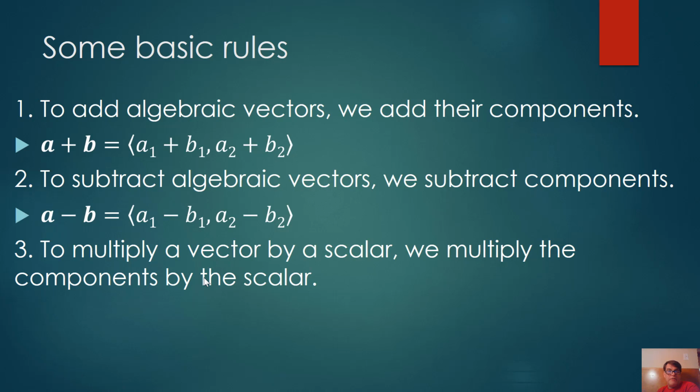Okay, some basic rules about vectors. So to add algebraic vectors, we add their components. So vector A plus vector B is going to be A1 plus B1, the x components, so to speak. Now, by the way, I'm saying x components to give us something to latch onto. As this section goes on to say, vectors don't have to be limited to x, y, z.